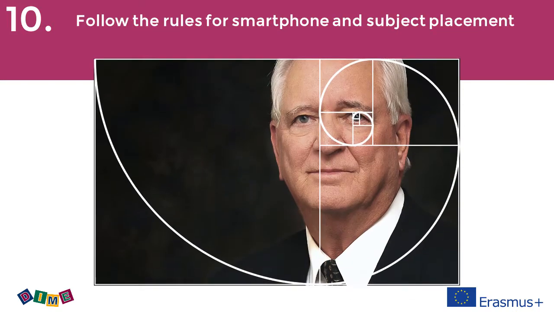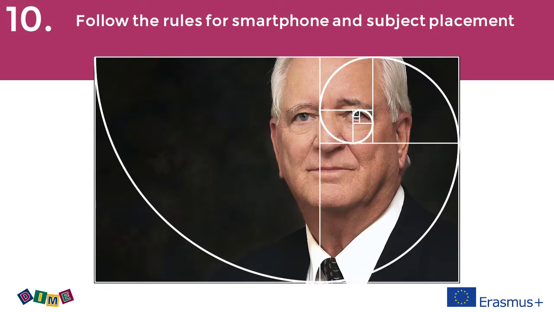Tip number 10. Follow the rules for smartphone and subject placement. Place your subject's face and eyes in the right place according to the rule of thirds. Film the interview subject straight on or at an angle. 45 degrees is ideal. Have the interview subject speak directly to the person asking the questions, not directly into the smartphone. The interviewer should sit near the smartphone, but not behind the smartphone when asking questions.